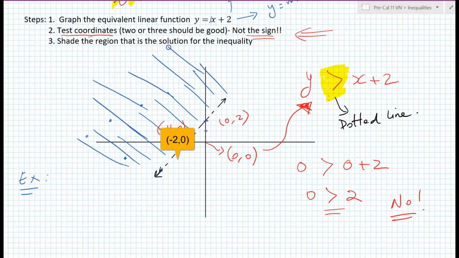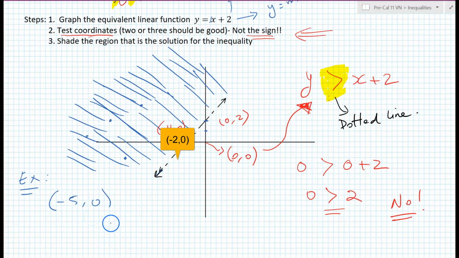In this shaded region, there are billions, trillions, infinitely many coordinates that work for this specific inequality. So choose a coordinate, plug it in there, and let's see what happens. How about the coordinate (-5, 0)? Will that work? Plug it in there.